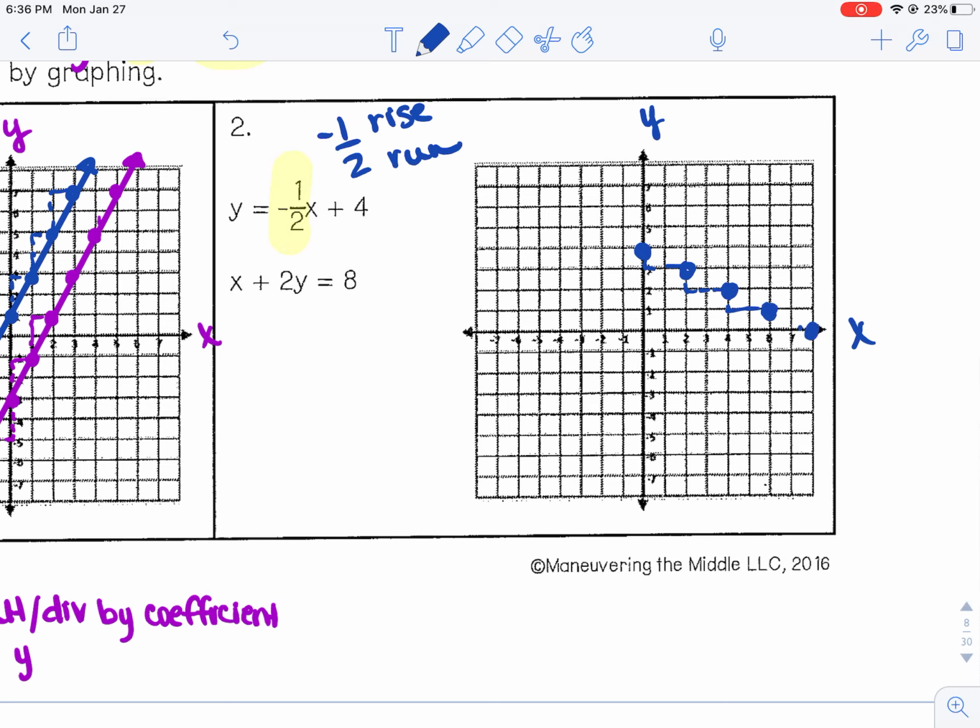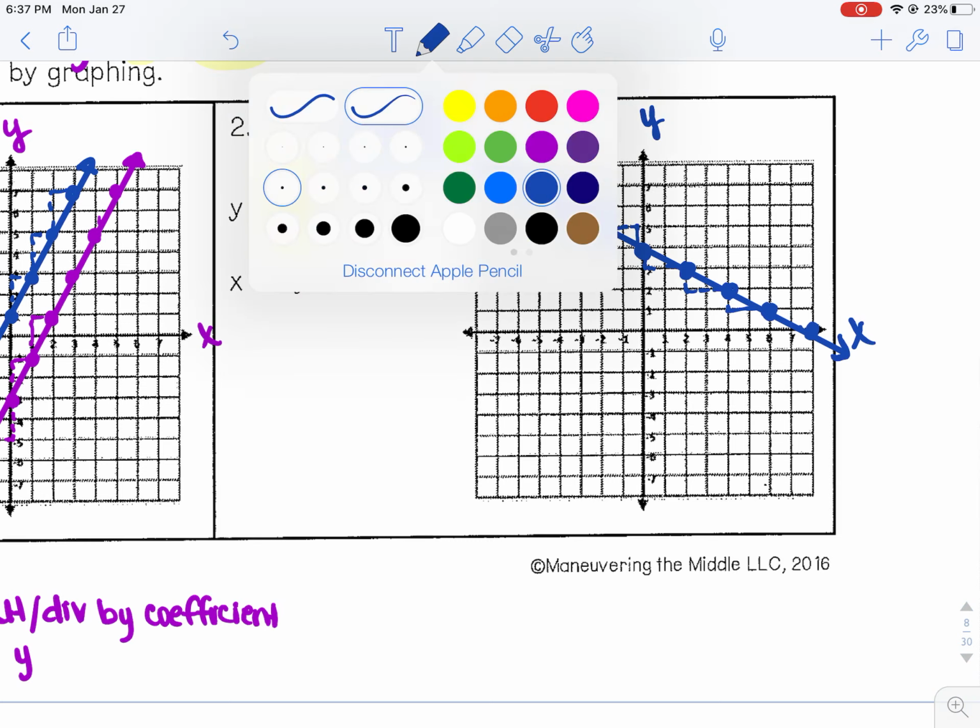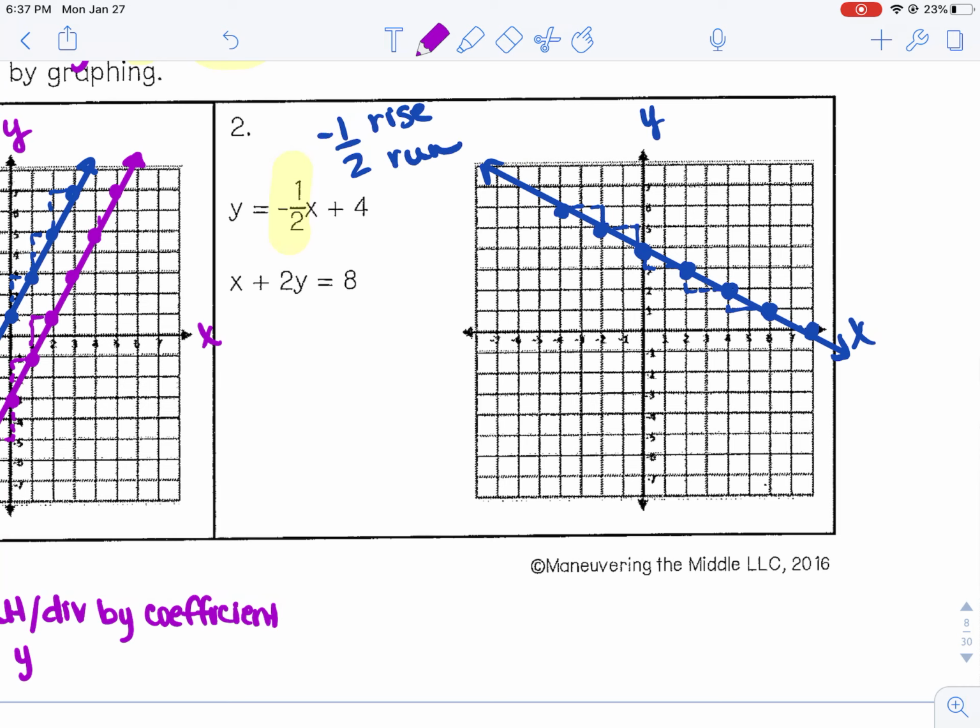Okay. Go the opposite direction, so I'm going to go up 1, over here, up 1. Okay. So I'll draw my line, and I've got a negative sloping line. Okay. My next one is in standard form, so I got to get it to that slope-intercept form. There's not a number in front of x, so I'm going to put a 1 there. Let me get that x out of the way so we don't get confused.